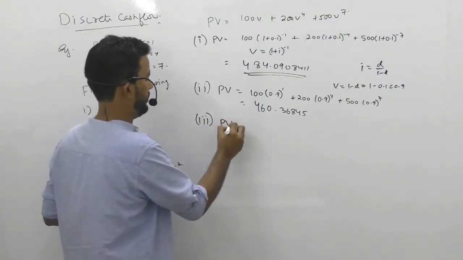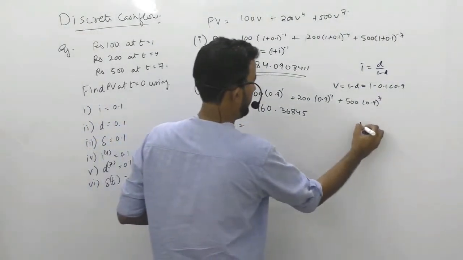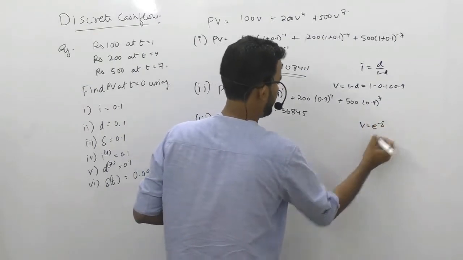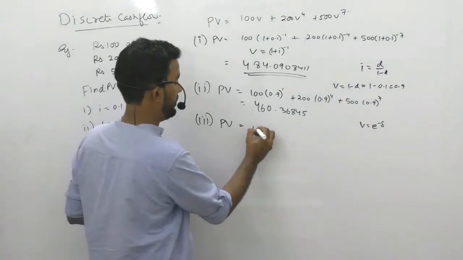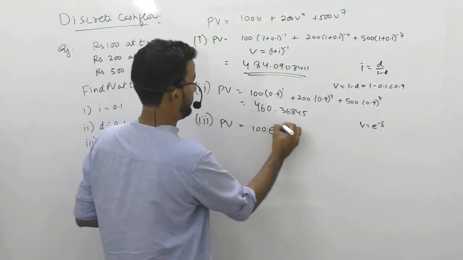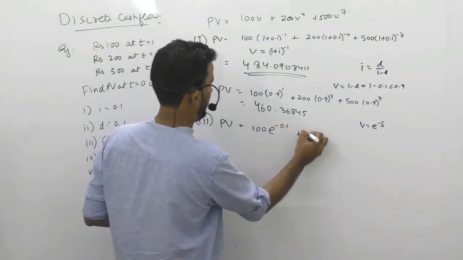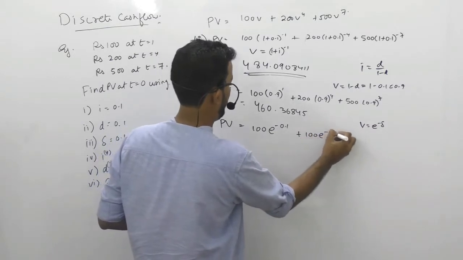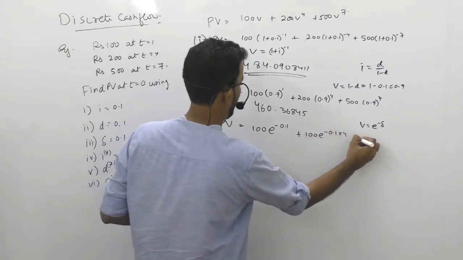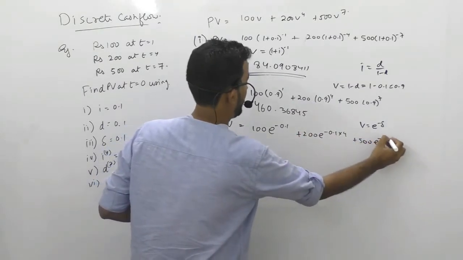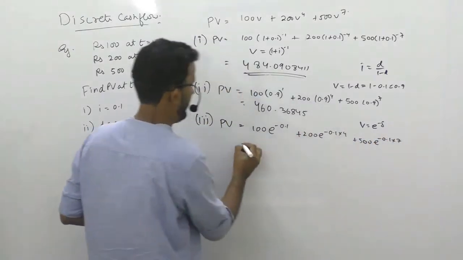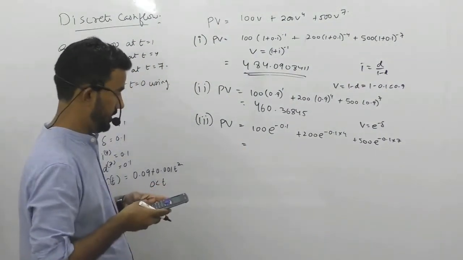So for the present value, we have to use the relation that v is equal to e raised to minus delta. We saw all these things in the previous videos. So 100 into e raised to minus 0.1 plus 200 into e raised to minus 0.1 into 4 plus 500 into e raised to minus 0.1 into 7. Let's see what is the answer.